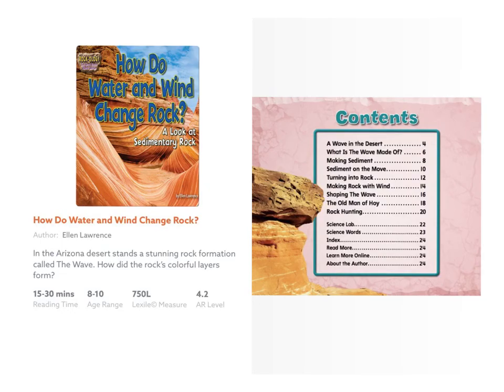Then when you get to Epic, this is the book I'd like for you to read. It's called How Do Water and Wind Change Rock? Yeah, water and wind can change rock, and we're going to show that. That's a process called weathering. And weathering and erosion are both ways that the earth goes through changes. And so by reading this book, you're going to find that out.